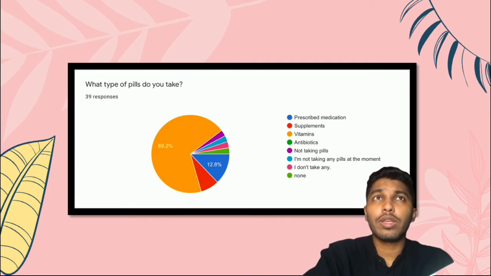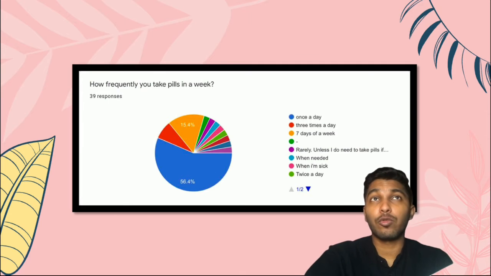Based on the survey, the most common type of pills respondents were taking was vitamins, which 27 of them were taking. 5 of them were taking prescribed medication, and 3 of them were taking supplements, and other types were shared 1% each evenly. How frequently do the respondents take pills in a week?